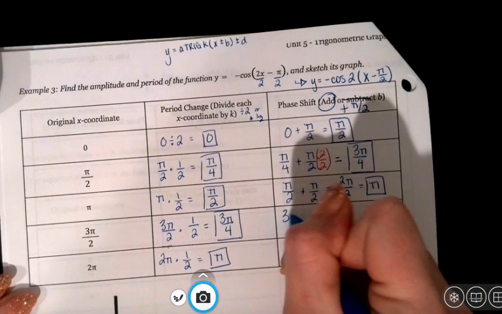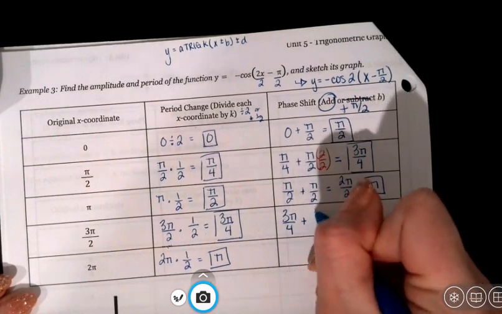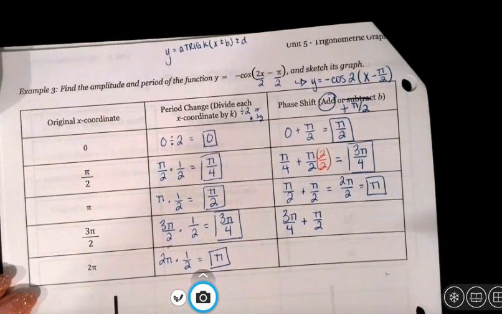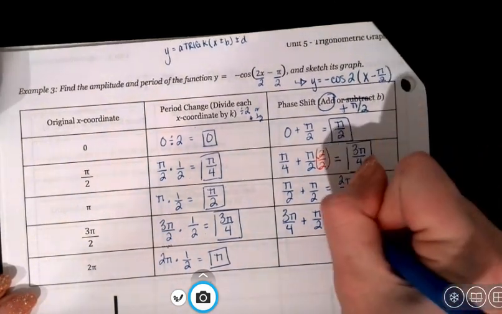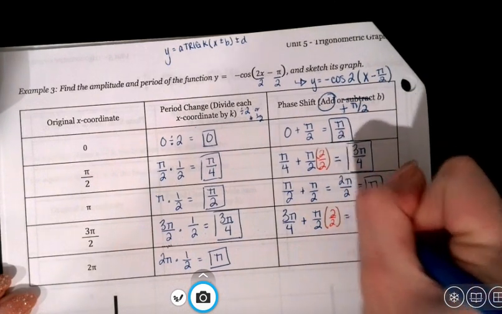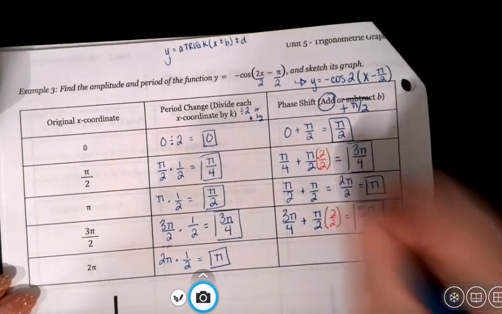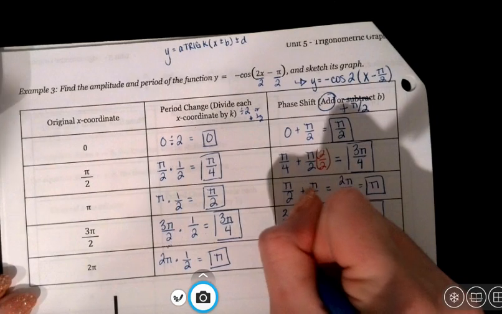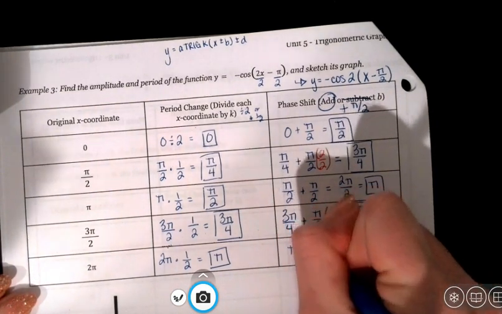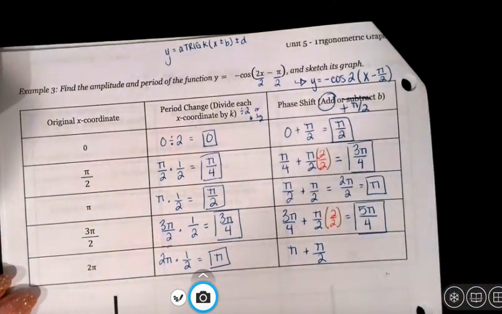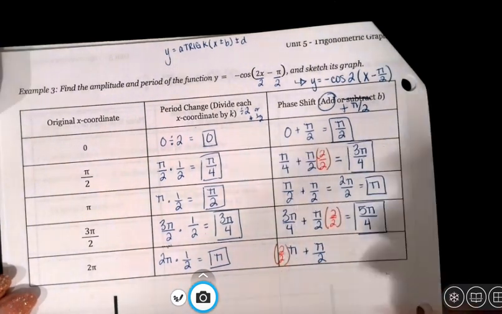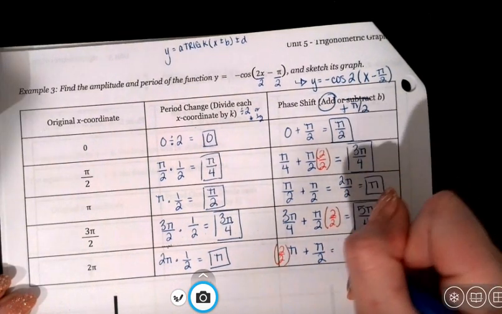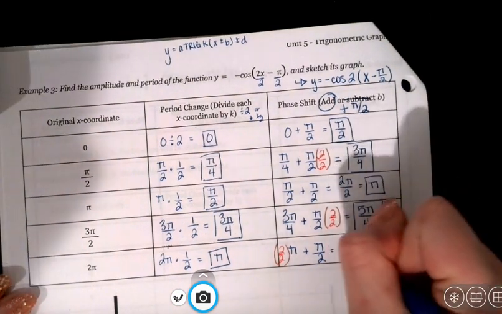My next row, I have 3 pi over 4. I'm going to add pi over 2 onto that. Again, I need common denominators. And then my last one, I have pi plus pi over 2. Now this time, I'm going to multiply my first term by 2 over 2. So I have 2 pi over 2 plus pi over 2, which would be 3 pi over 2.